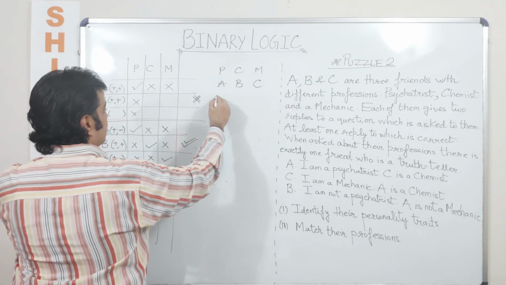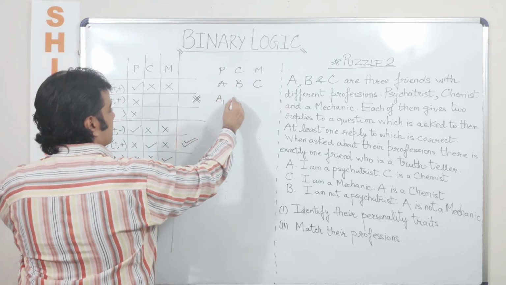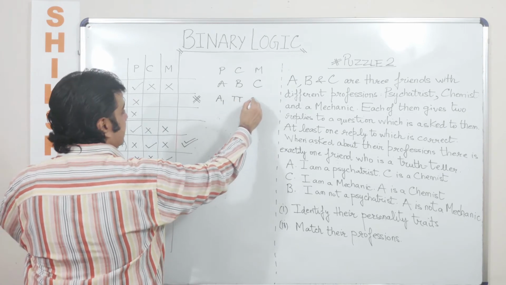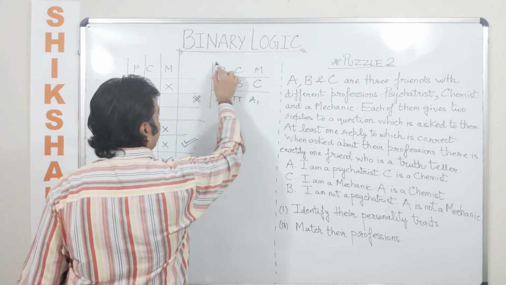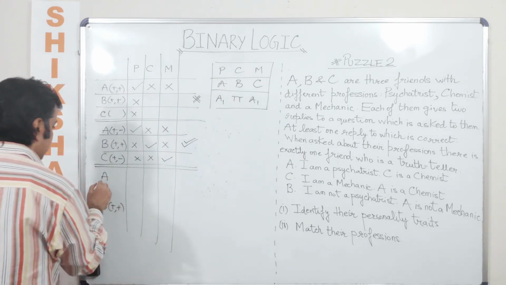So in this case, this is alternator 1. This is a truth teller. And C is alternator of the same variety. This is what I have got till now. Let us talk about the third case now.